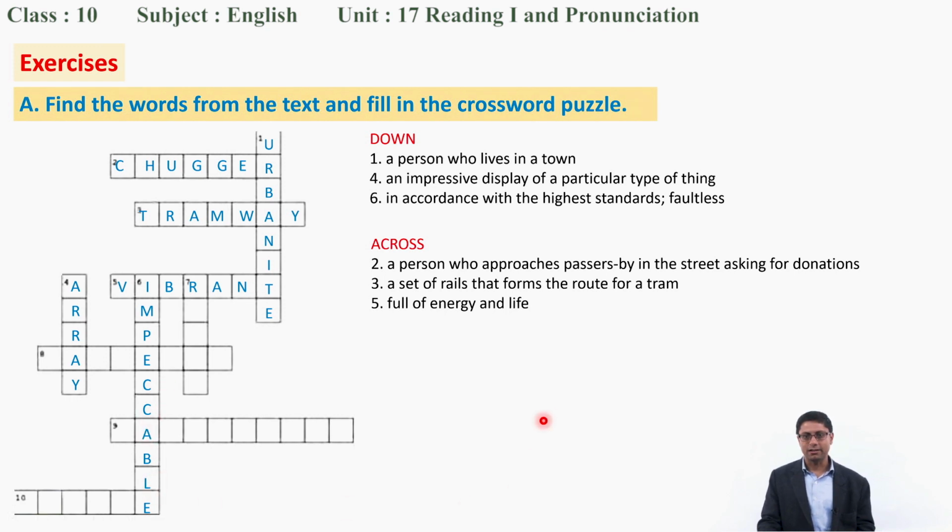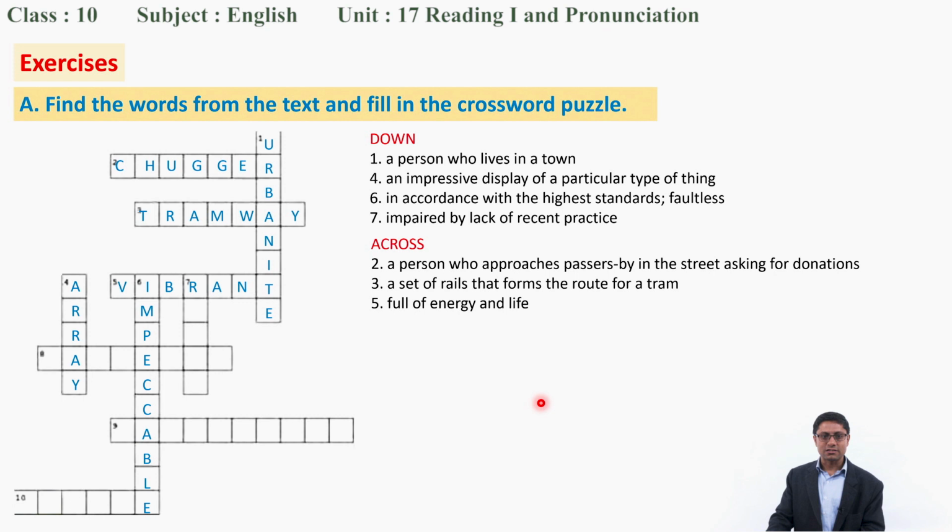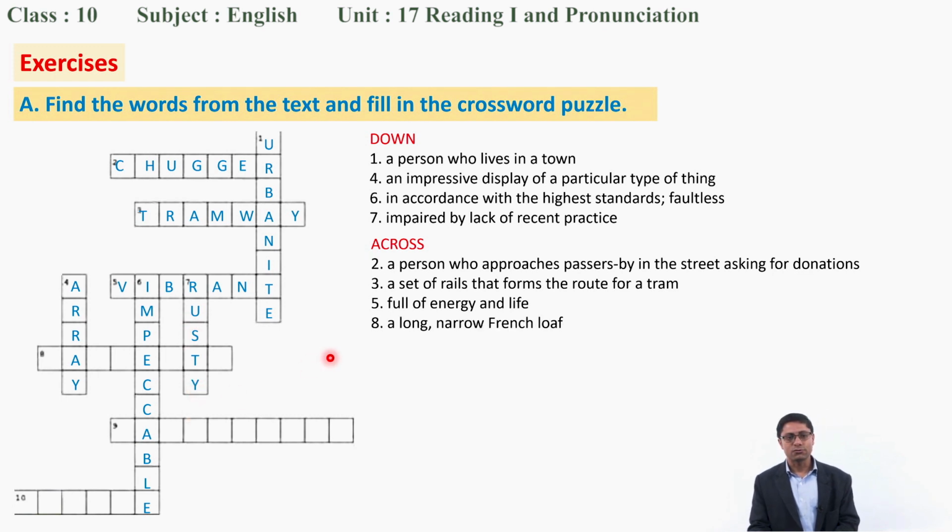I-M-P-E-C-C-A-B-L-E. Impeccable. That's good. Now 7. Impaired by lack of recent practice. What is the word here? Okay, it's rusty. R-U-S-T-Y. Rusty. That's good. Now let's move on to next.